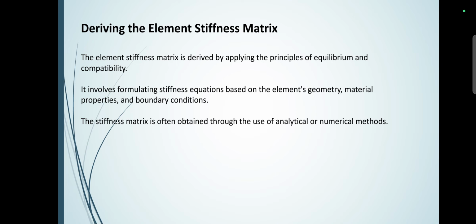Deriving the element stiffness matrix. The element stiffness matrix is derived by applying the forces of equilibrium and compatibility. It involves formulating the stiffness equations based on the element geometry, material properties, and boundary conditions. The stiffness matrix is often obtained through the use of analytical or numerical methods.